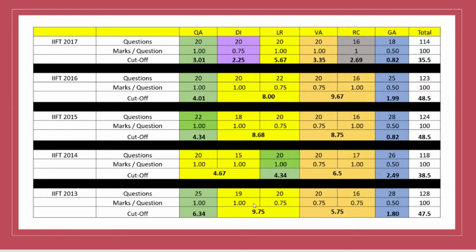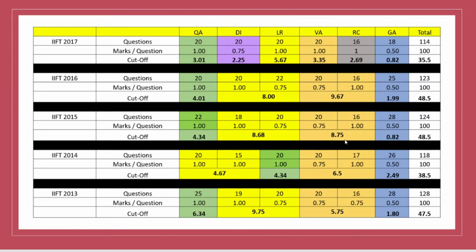So for example, if I look at the 2013 paper, which is the one at the bottom, you will see that in the IIFT 2013 paper, the DI and the LR part went together, which means the DI and LR part had a cutoff which was calculated together. The same was the case with VA and RC, which together had a cutoff, and then there was a cutoff for GK and a cutoff for QA. The overall cutoff went at 47.5, and you'll see the rest of the cutoffs were pretty low. And that is the case across all the papers we had in the previous so many years.